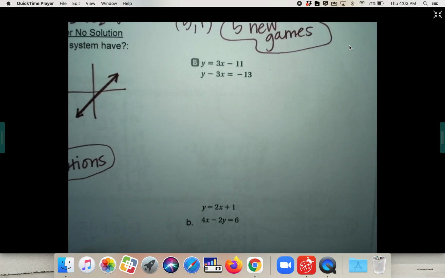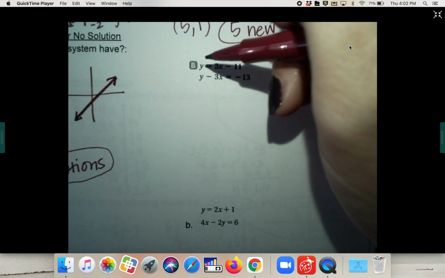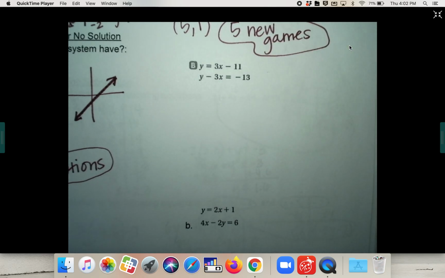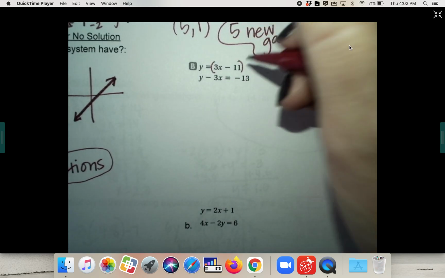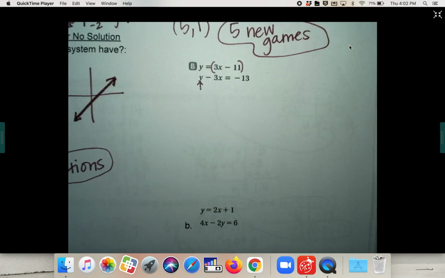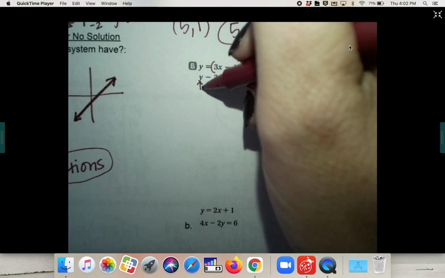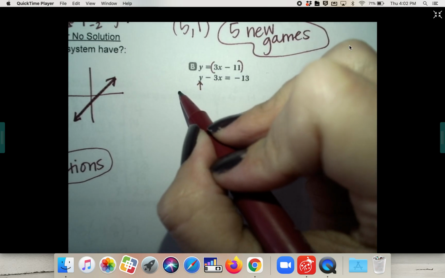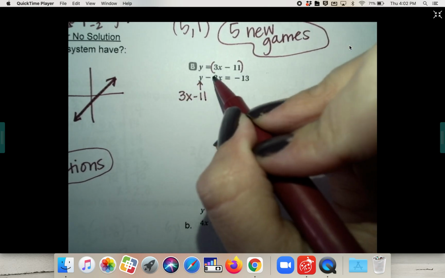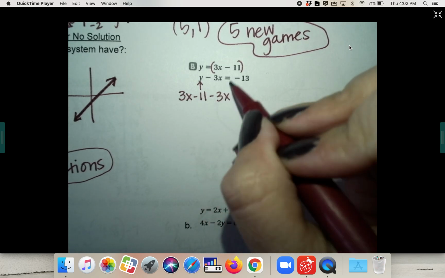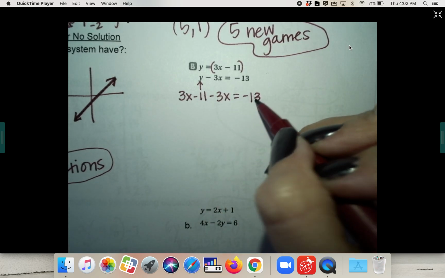Let's try B. All right, yay. Y is already by itself in the top one again, so I can just grab it and plug it in for y in the bottom one. So we're going to substitute 3x minus 11 in for y. So here we go: 3x minus 11 minus 3x equals negative 13.